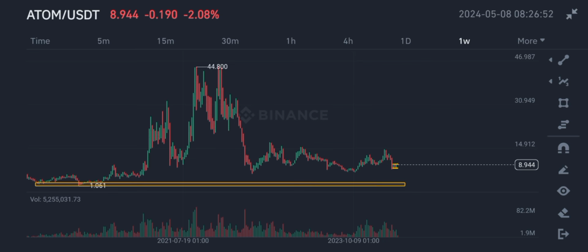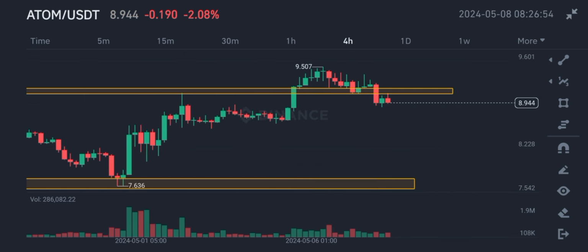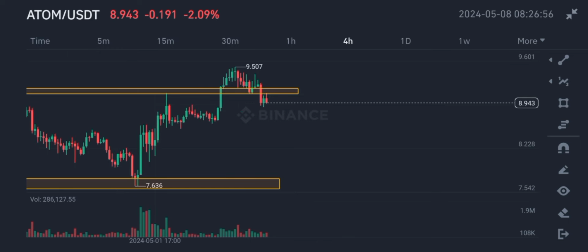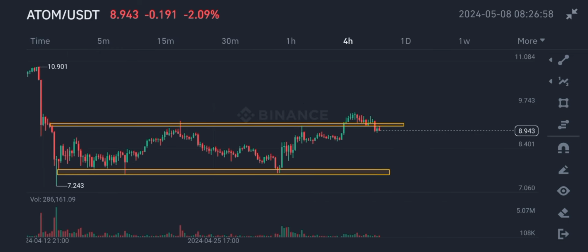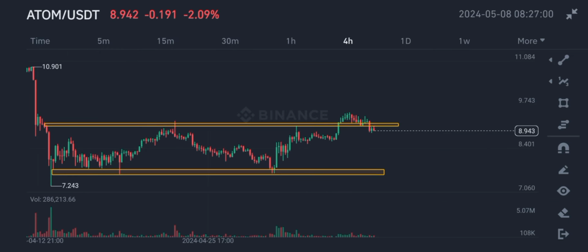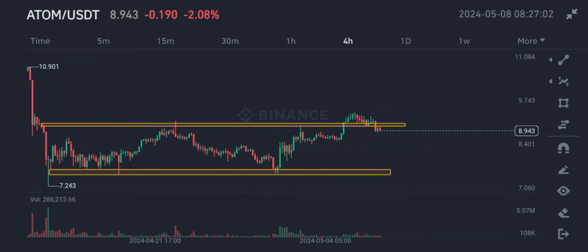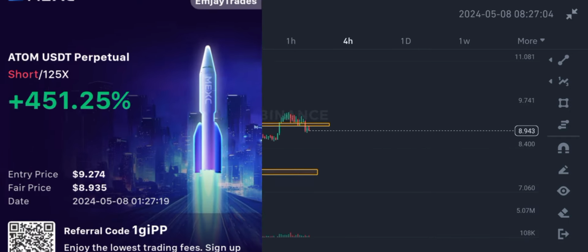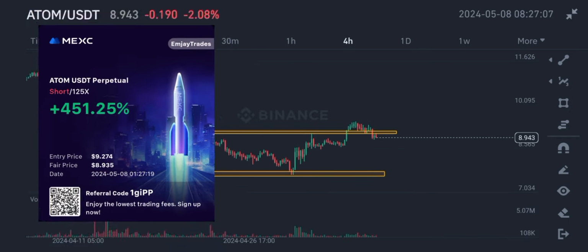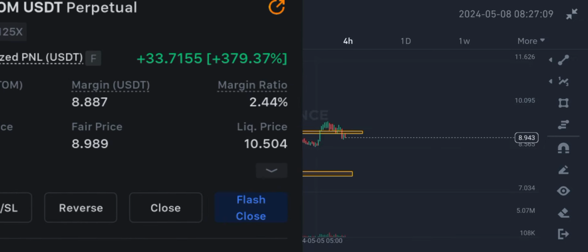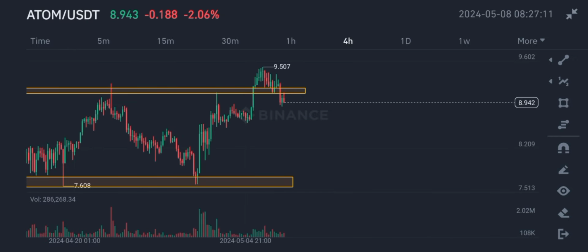So back to the 4-hour time frame, you can see this trade is already moving as a sell. It's already falling. I'm in this trade right now and I'm already like 400 and something percent because I use very, very high leverage. I'm in this trade currently as I'm speaking to you.